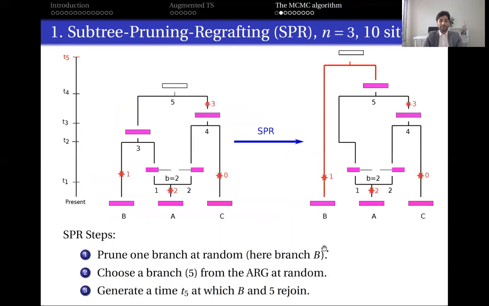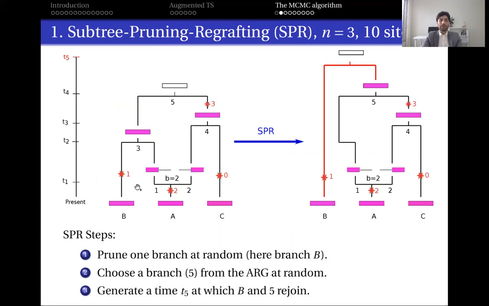The first transition type is subtree-pruning and regrafting, SPR. The left graph is the current ARG of 3 sequences, each with 10 sites. To apply SPR, first we randomly choose a branch. Here, we choose branch B, and then prune it from the ARG. That is, we separate it from the parent here, resulting in a floating lineage, which is B.